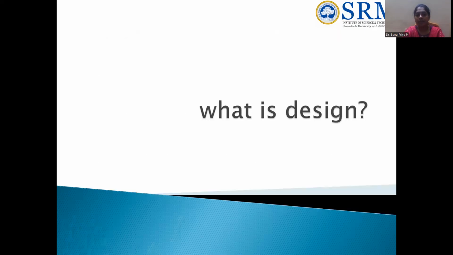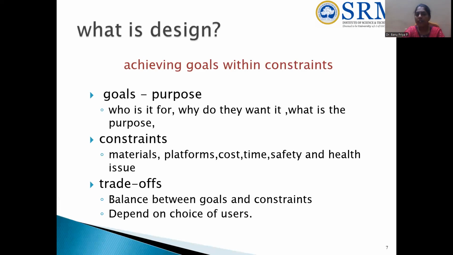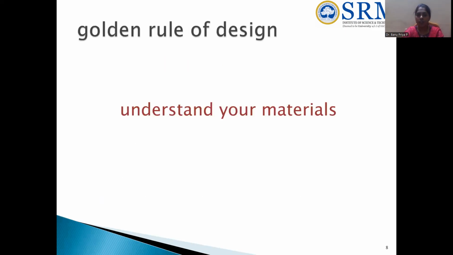What is a design? Now, design is nothing but, in order to achieve the goals within the constraints. Goals are the purpose. Constraints are nothing but the factors like cost, time, safety, health issues, all those. And trade-offs are nothing but the balance between your goals and the constraints. If the purpose and the constraints are balanced, then no issues. All this depends on the choice of users.